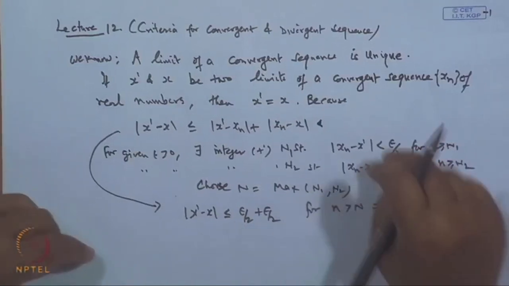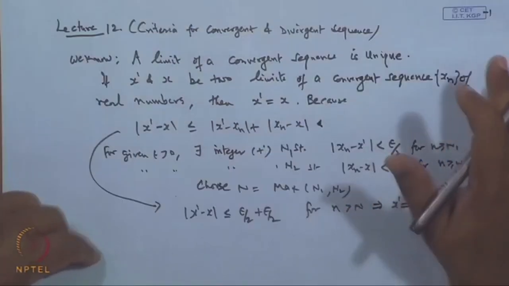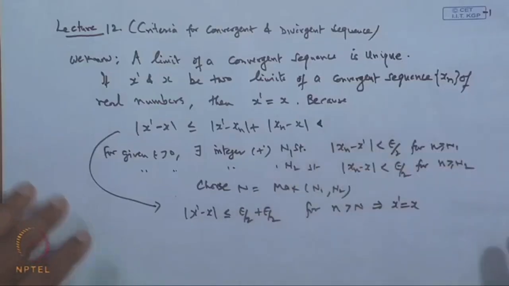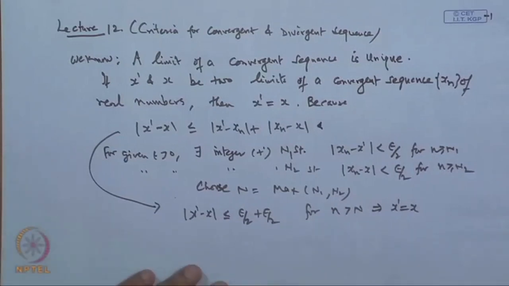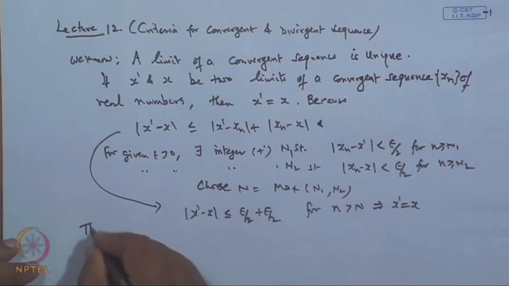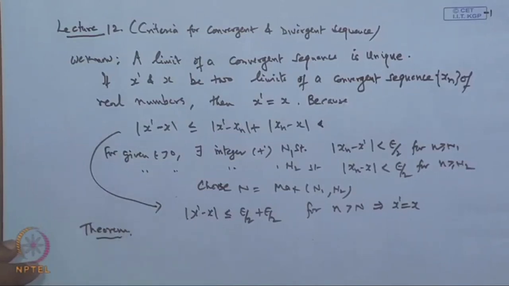So, if a sequence has different limits, it cannot be a convergent sequence. This is one of the criteria: if a sequence is given, find the limits, and if along various paths it has different limits, then the sequence is not convergent. We call such a sequence a diverging sequence, which you all know. Another thing is that if a sequence is convergent, then all of its subsequences will also have the same limit. That is a very interesting result, which is not true in the case of a divergent sequence, where the subsequences have different limits.